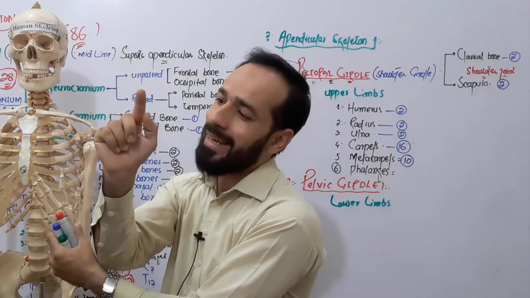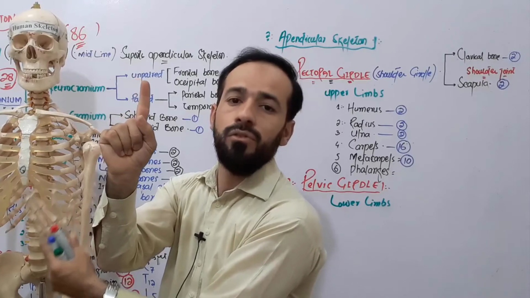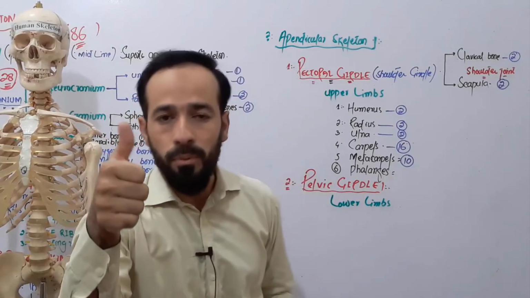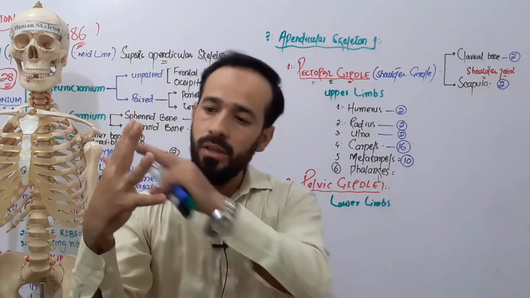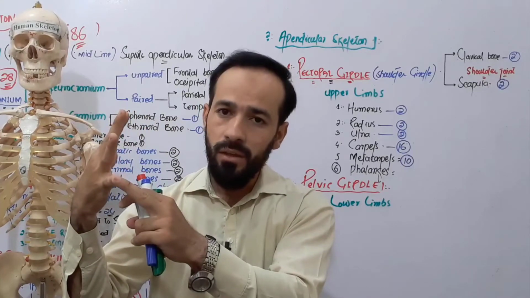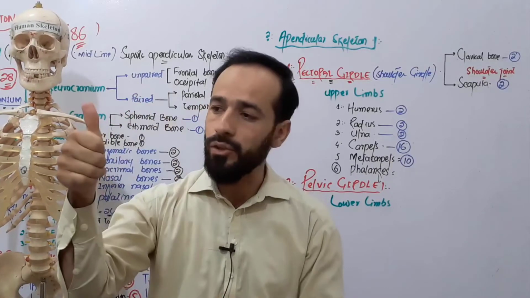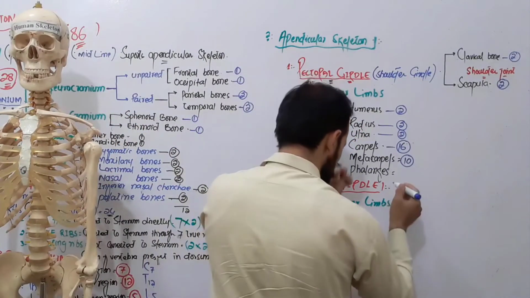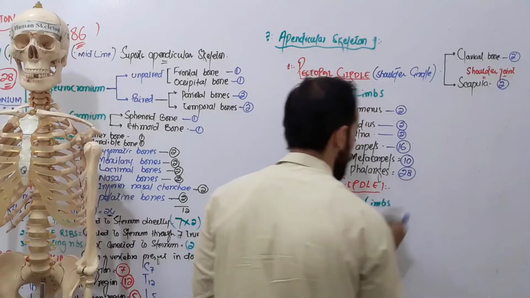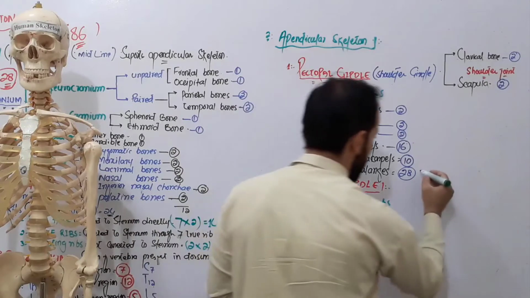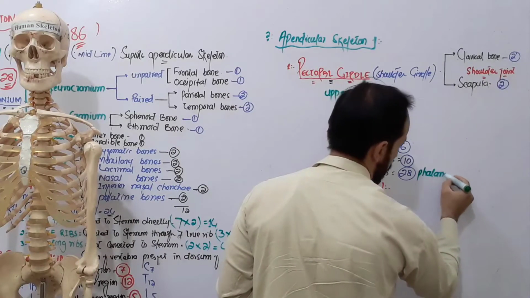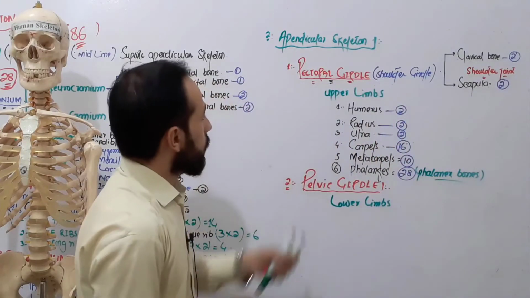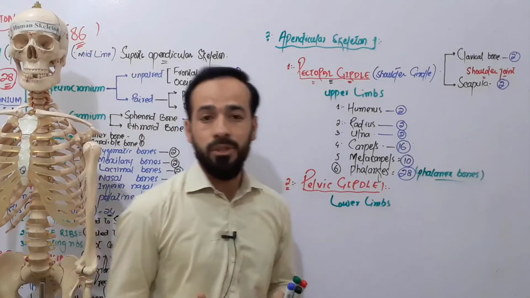So one proximal phalanx, middle phalanx, and distal phalanx. So we have 3 phalanx bones in these 4 fingers and 2 phalanx bones in the thumb or pollex, right? So how many total? 12 here. 3 multiplied by 4, 12, and 2, 14. 14 here, 14 here, total 28 phalanx bones we have. Right, like this. So these were the bones of your upper extremity or your upper limb.